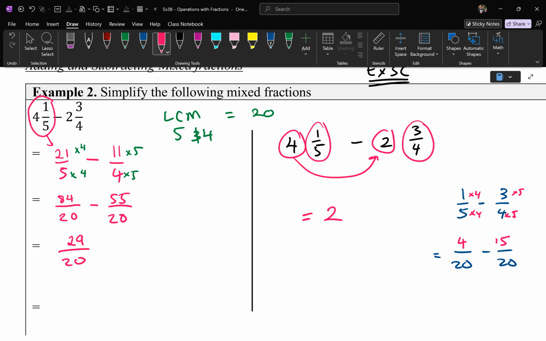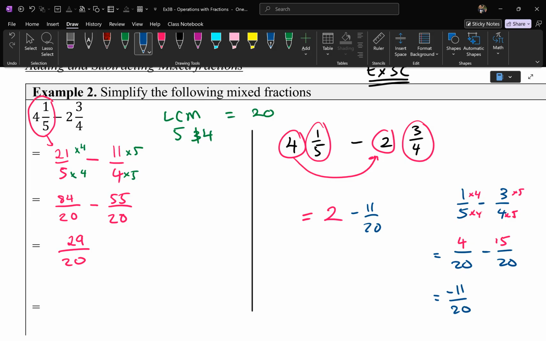4 take away 15. Yeah, and this is where the mistake comes in. 4 take away 15, unless you're still okay with integers from chapter 1, from what we did last term, you might make a mistake here. What's 4 take away 15? So it's negative 11 over 20. This is what students get confused about when they write their answer. They say 4 take away 2 is 2, and then minus 11 over 20, and they're like, is that the answer? And they get confused on what to do.